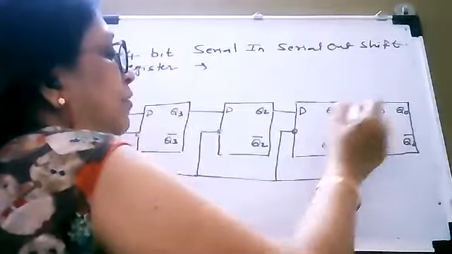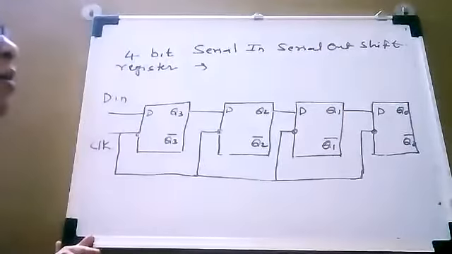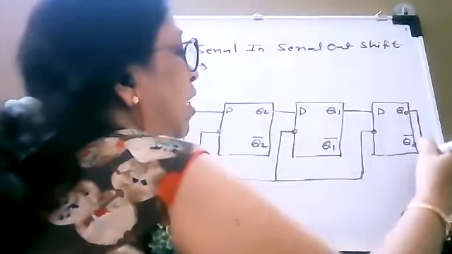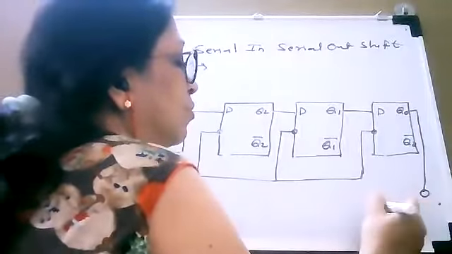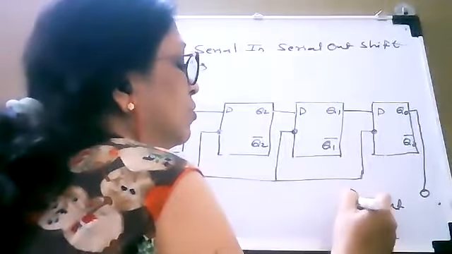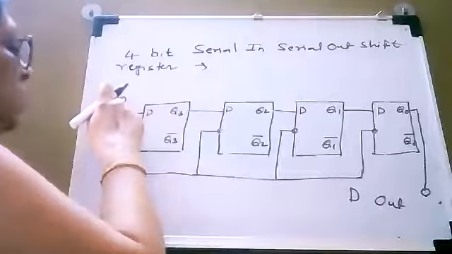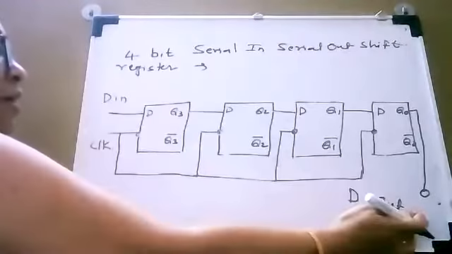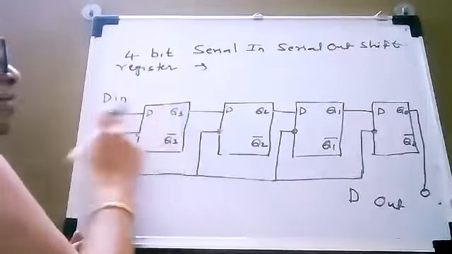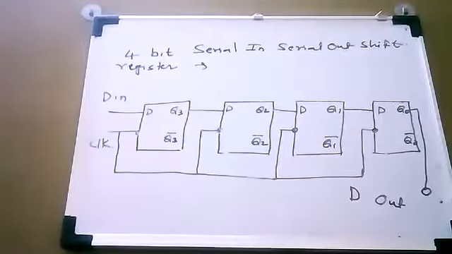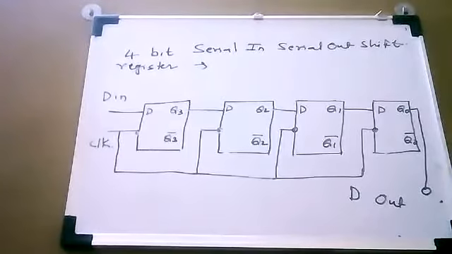Output of flip-flop number 1 will be given to input of flip-flop number 0, and output is taken out from this QC. So this is your data out. Okay, so here there is data in, here there is data out. So data is inputted in a serial fashion, and it is also outputted in serial fashion.